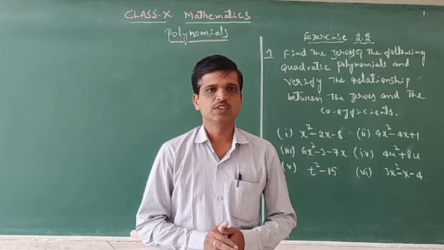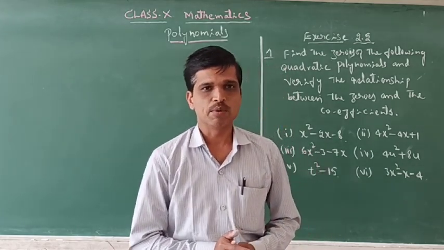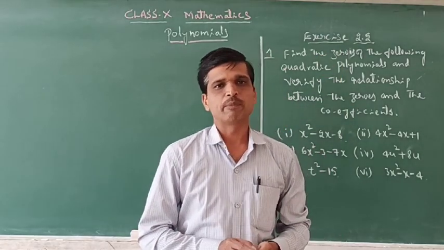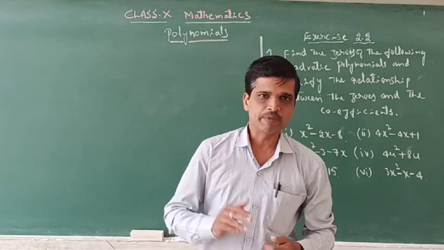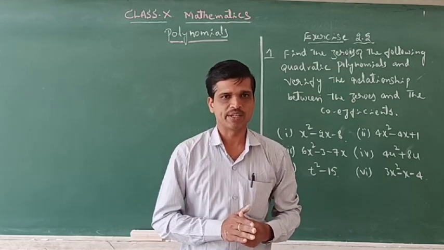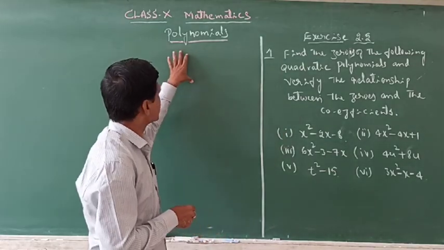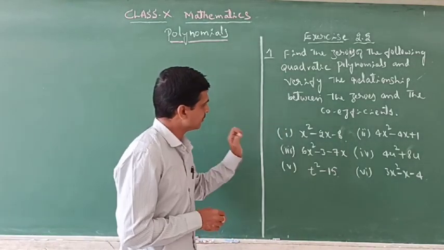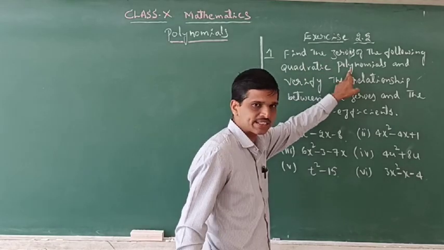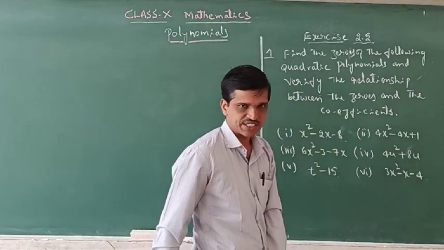Hi children. So again I am continuing today the polynomial chapter, in which the exercise problems, that is exercise number 2.2. So already we have discussed in our previous class the relationship between the zeros of a polynomial, that is zeros and coefficients of its polynomial. Under this we have to discuss several problems on the coefficients of the polynomials. Now let us take one by one. Observe carefully. Find the zeros of the following quadratic polynomials and verify the relationship between the zeros and the coefficients.